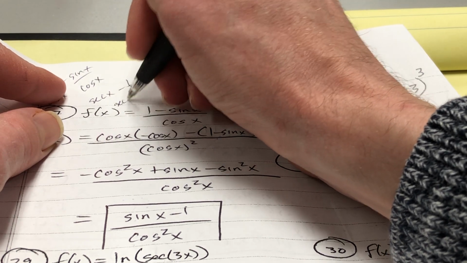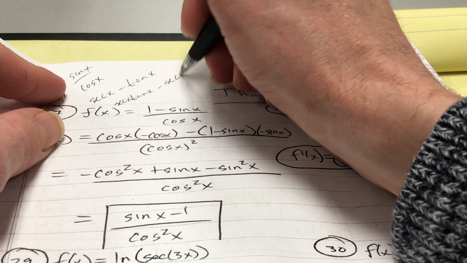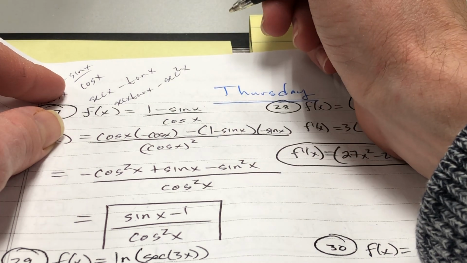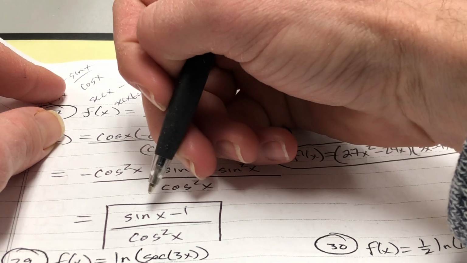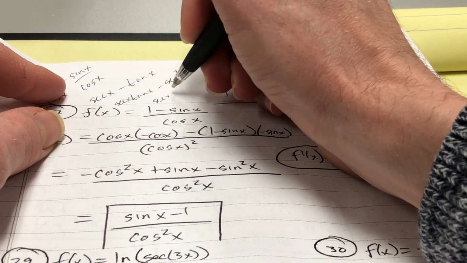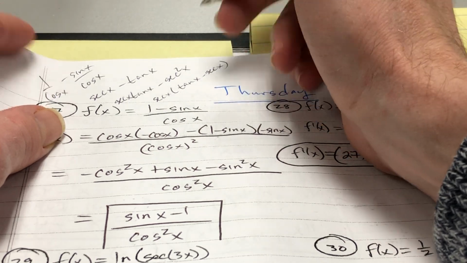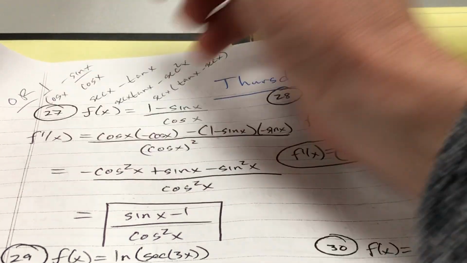The derivative of secant is secant tangent, minus the derivative of tangent, which is secant squared. This is interesting. How are those two related? So secant x times tangent x minus secant squared x. You could also write your answer like that.